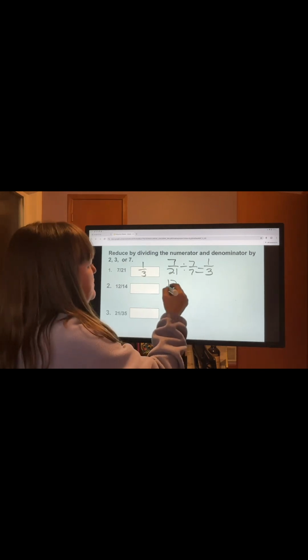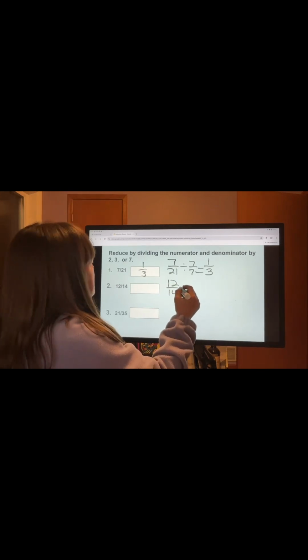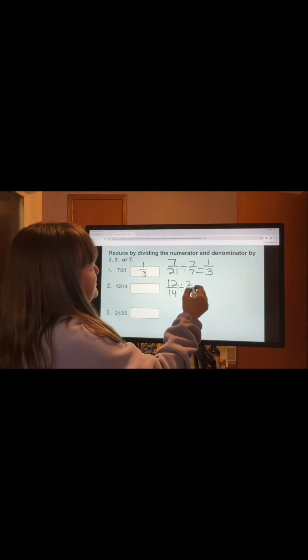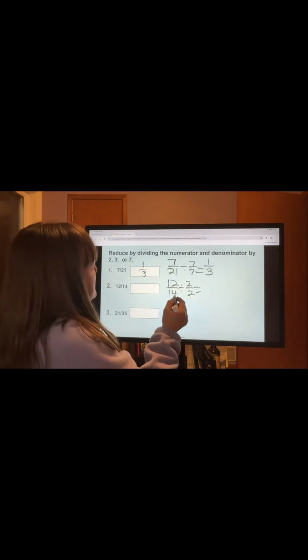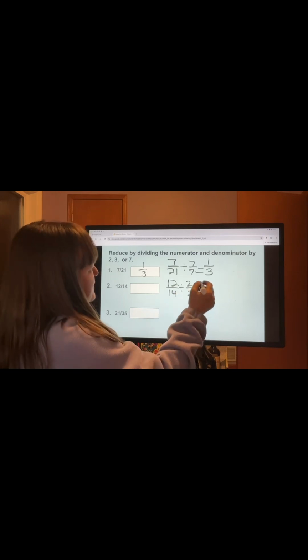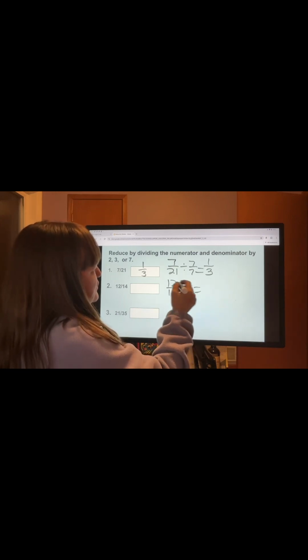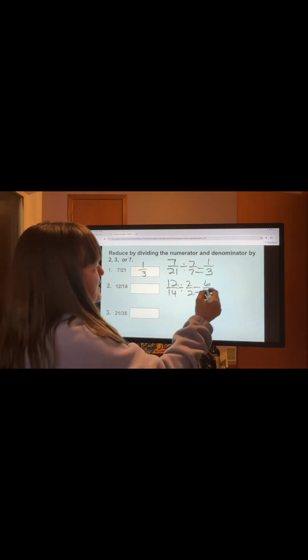How about 12 over 14? It'd have to be 2. Okay, why wouldn't it be 3? 3 goes into 12 but not 14 evenly. And 7 only goes into 14 evenly, not 12. So 2 goes into 12 6 times. 2 goes into 14 7 times.